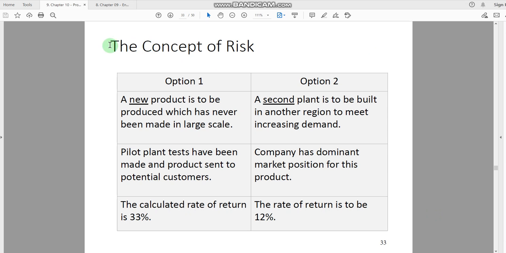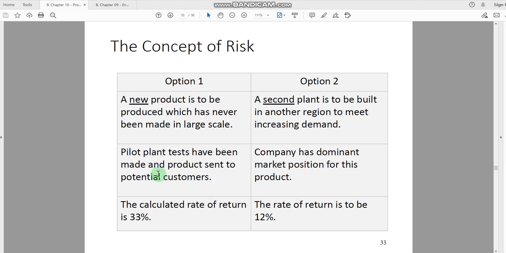Now today, let's see one more example here, the concept of risk. There is a businessman or vice president, and he was provided with two options. Let us see those options one by one. A new product is to be produced which has never been made on a large scale. So the first option is a new product, produced for the first time, never produced earlier.